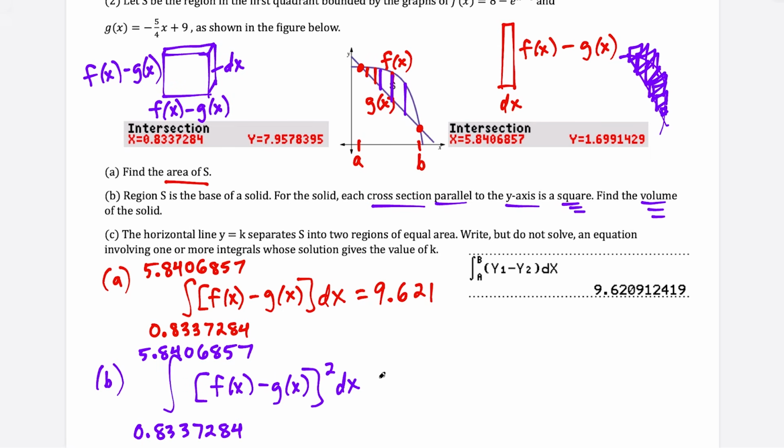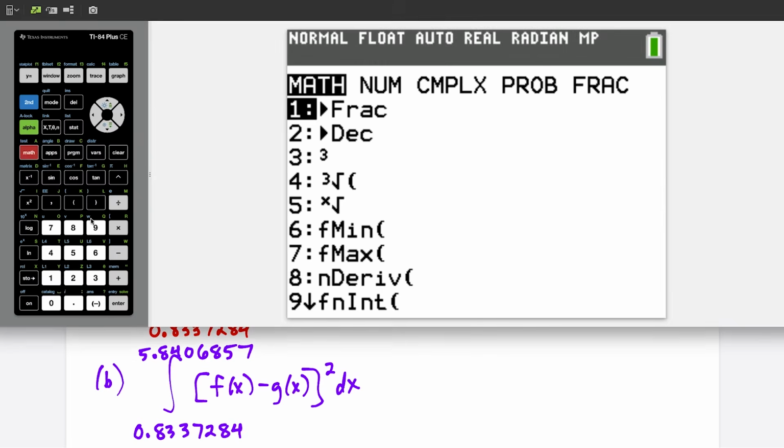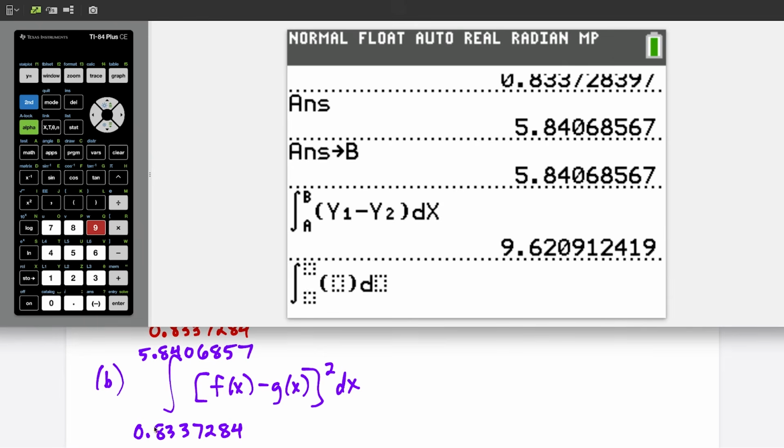So now this we could just type right in the calculator. So we'll just press math 9, and A is still stored as this decimal value on bottom. So I'm going to press alpha math for A, and then we're going to press alpha apps for B. And our integrand is f of x minus g of x squared. So I'm going to put parentheses because I need to subtract these two functions inside of parentheses before I square.